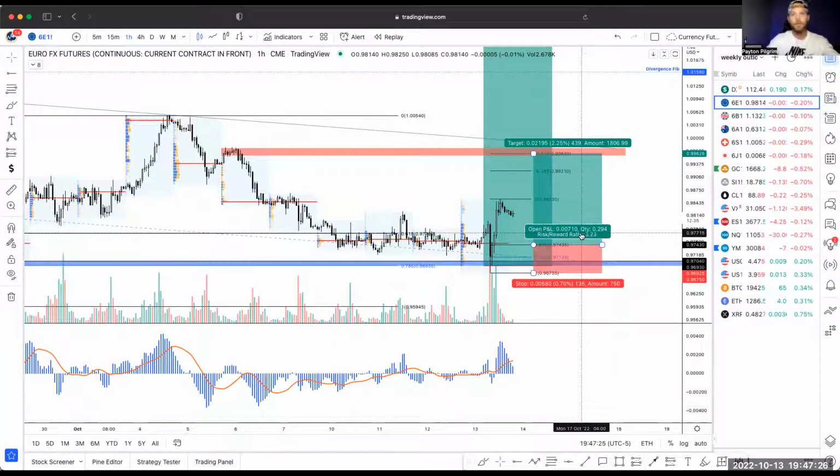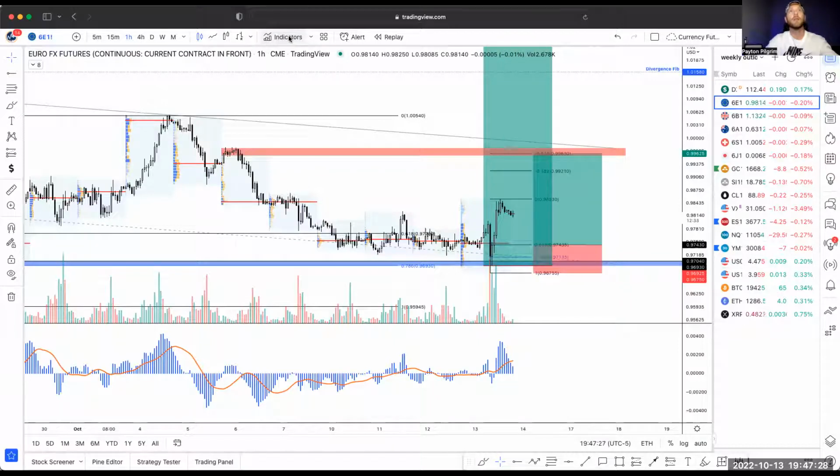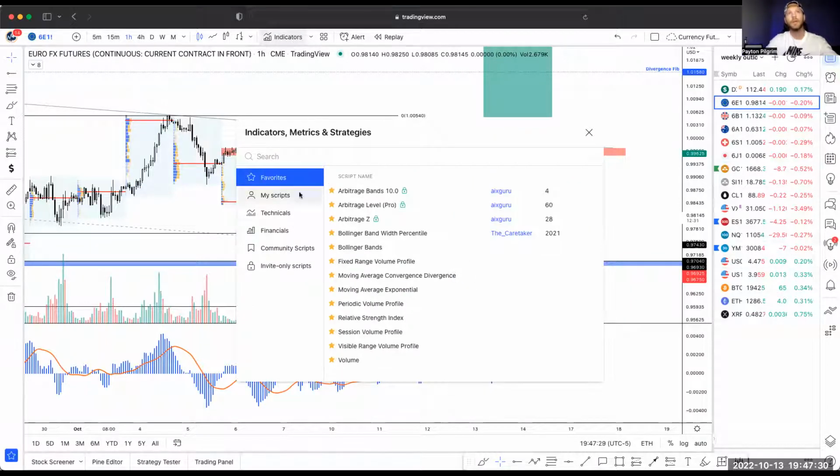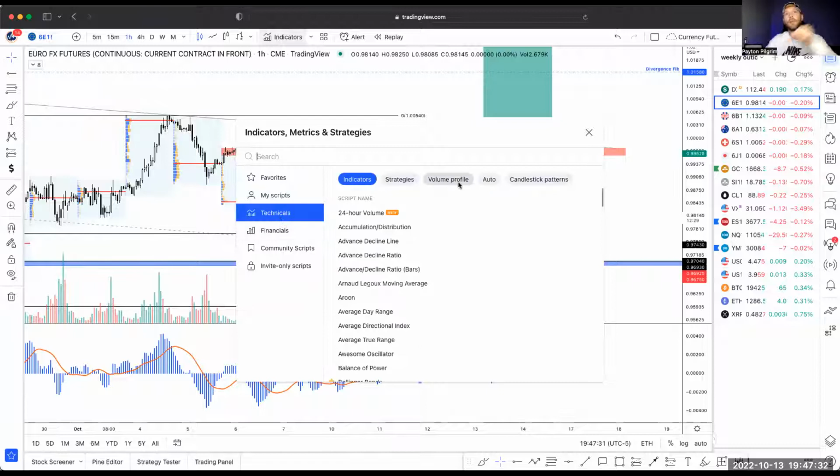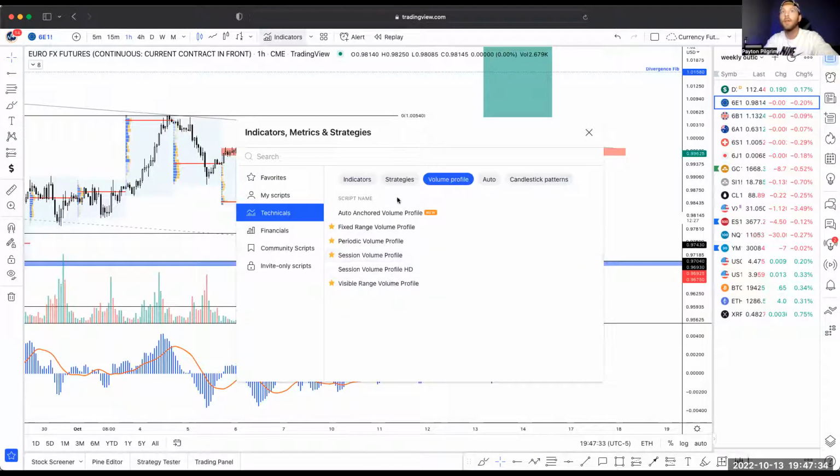Kirk, the answer to that, you go right here, indicators, and you go to technicals and you go to volume profile, and you can mess with all these. The ones I use are starred. So the fixed range, I don't use as much. Periodic volume is what I use. Session volume is what I use. Visible range is what I use.